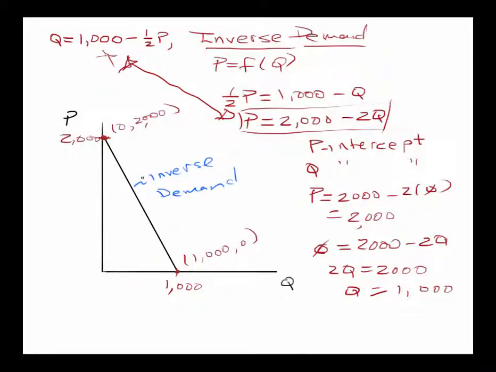One thing to note is when you're looking at an inverse demand curve, the slope is no longer the change in quantity over the change in price. The slope is now the rise, or the change in price, over the run, which is the change in quantity, or change in quantity demanded. So for the inverse demand curve, the slope is the change in price over the change in quantity demanded.